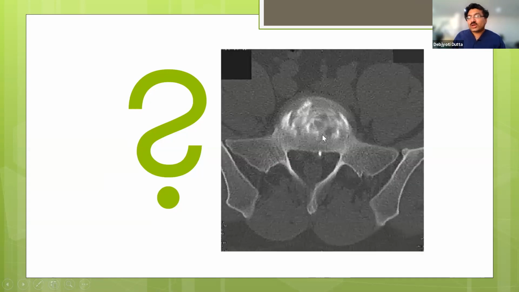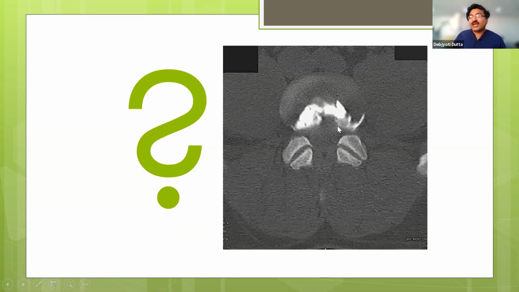Here we are getting a total chaotic pattern with multiple fissures. Okay, it is grade 5 or more than grade 4. Then what is grade 2, 3? Grade 1 is when the dye is going only to the inner third of the annulus. Grade 2 is when it is going to the middle third of the annulus. Grade 3 when it is going to the outer third of the annulus.